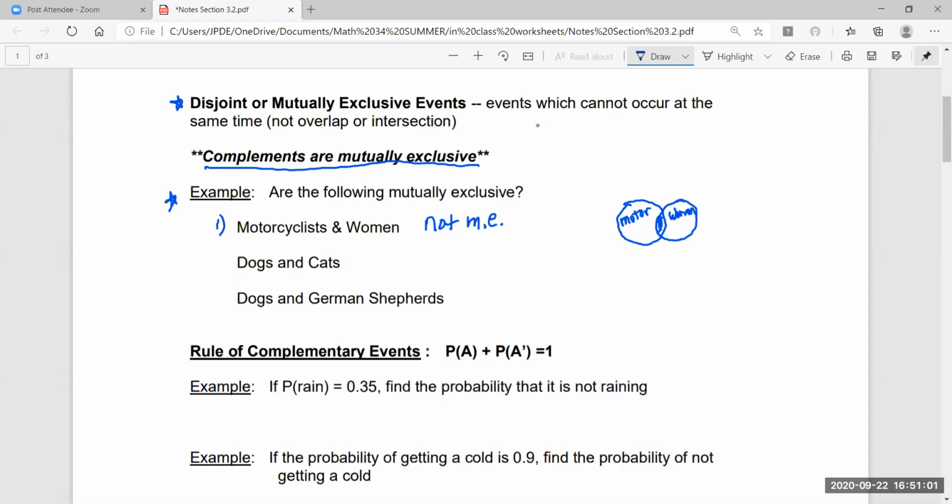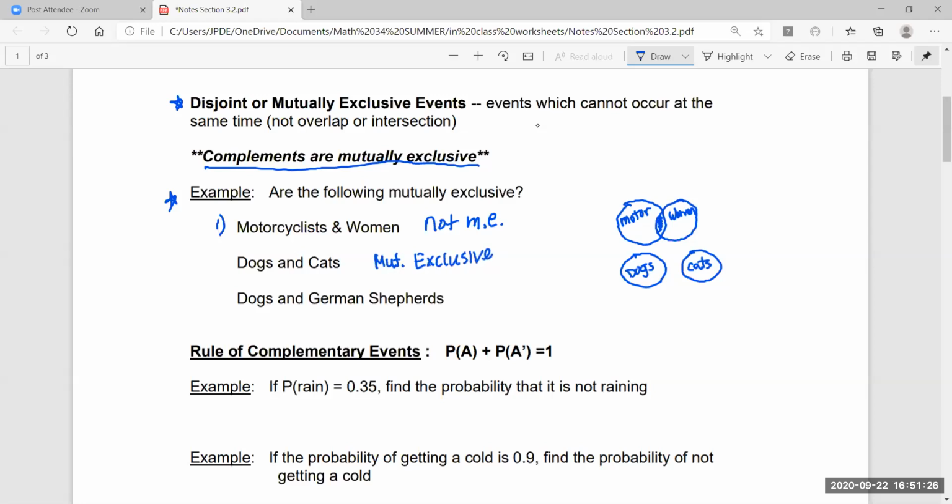There is intersection. Now, if we were talking about dogs and cats, here's dogs, and here's cats. There's no overlap. You can't have any cats that are dogs or dogs that are cats. So this one would be mutually exclusive.